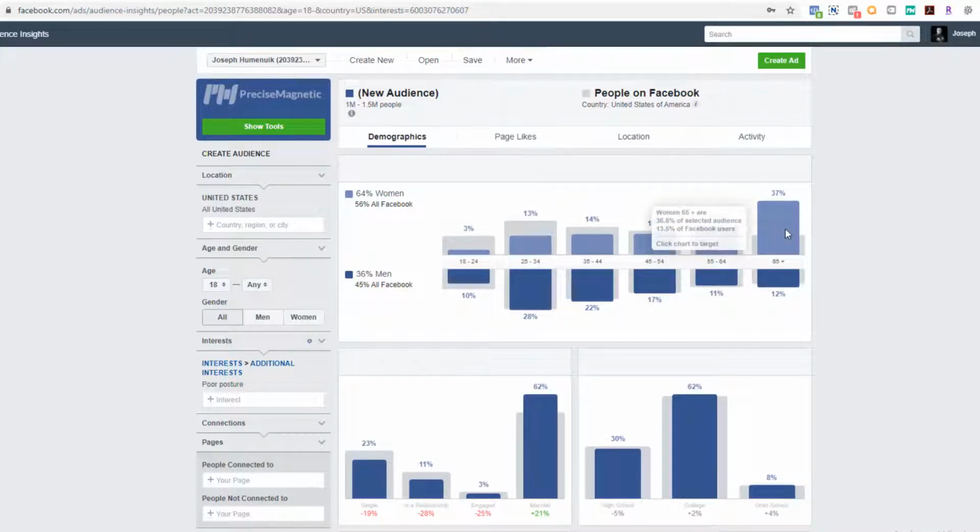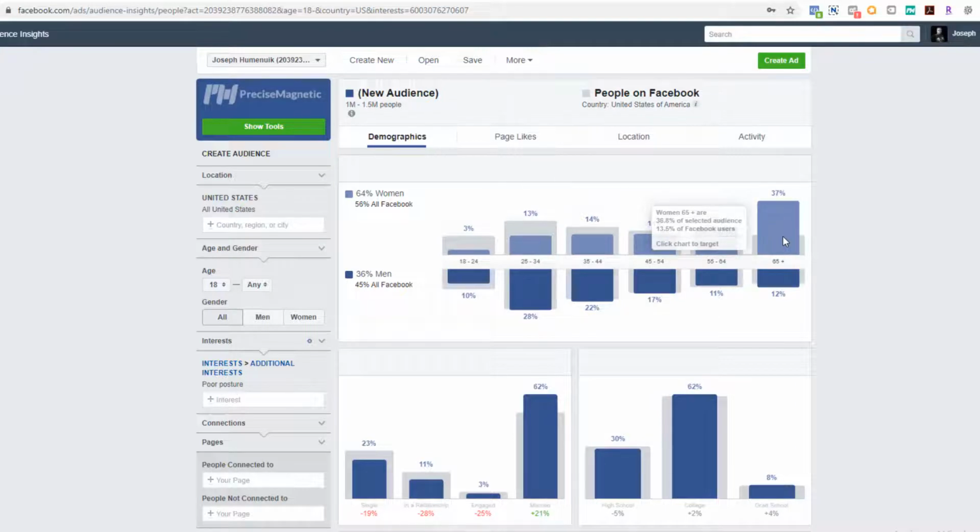The gray boxes are the total representation by percentage that demographic represents on Facebook. The blue box is the representation that demographic represents inside of our audience, which is 18 to 65 plus with the interest poor posture in the United States. A reasonable explanation for this is that as we age, we grow more concerned about our posture as it can cause severe pain. Other chronic conditions can also cause a worsened posture.